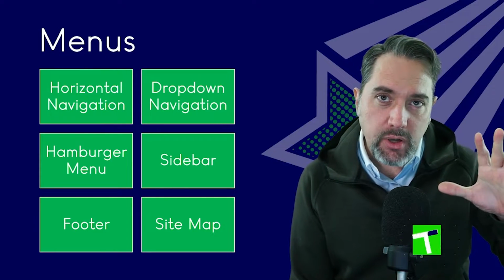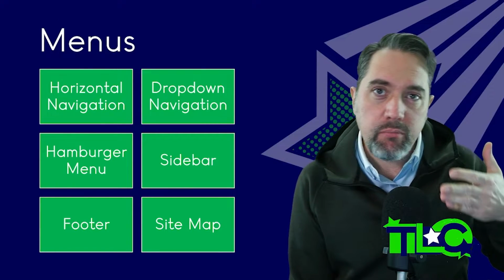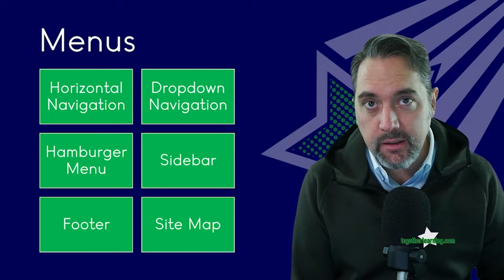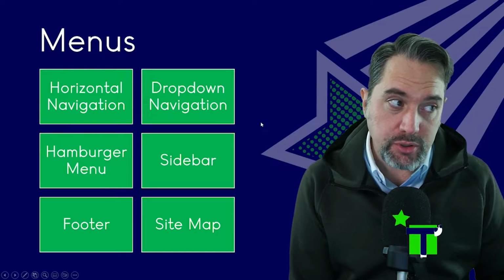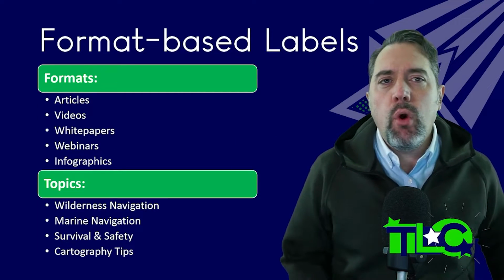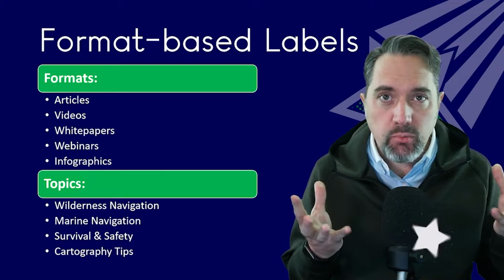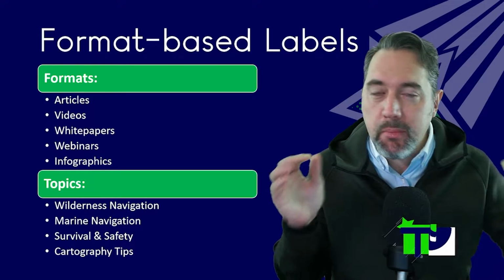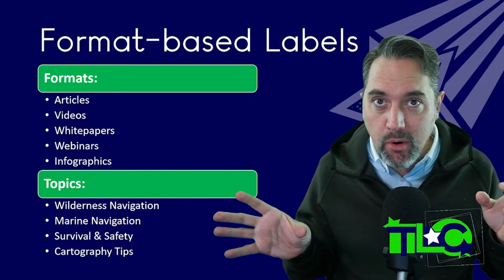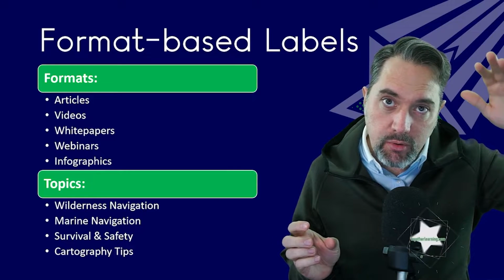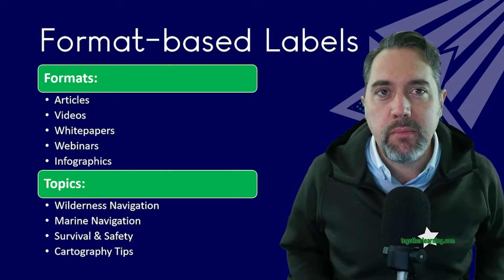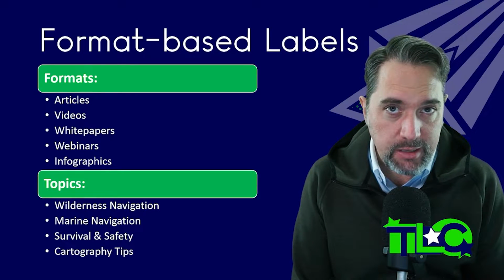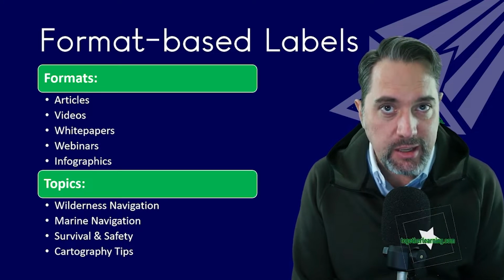So menus are a big part of navigation, and what kind of menu you put on and how you use it goes a long way in designing the navigation and experience for your users. So one big thing that I could recommend when you do your navigation, no matter what menu you do, whether it's a sidebar menu or a top navigation menu or drop-down menus or hamburger menu, whatever that is, is to get away from format-based labels and go towards topic-based labels, right?